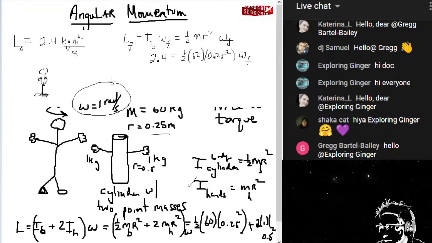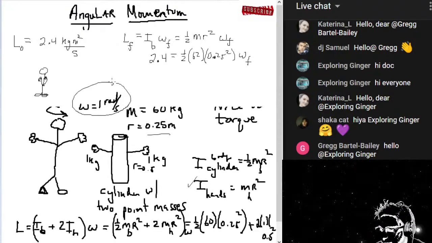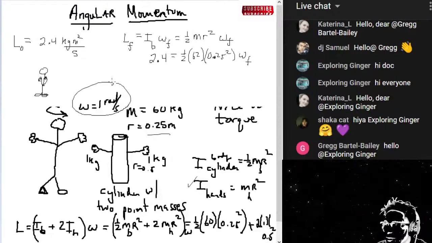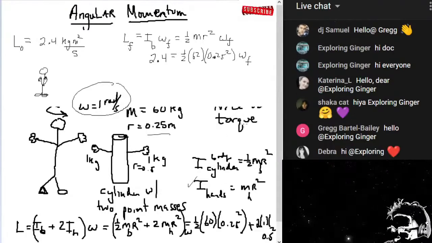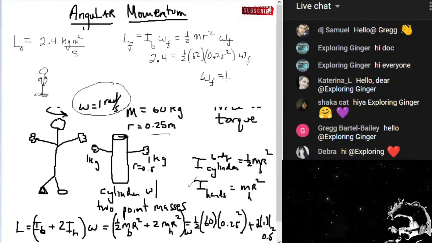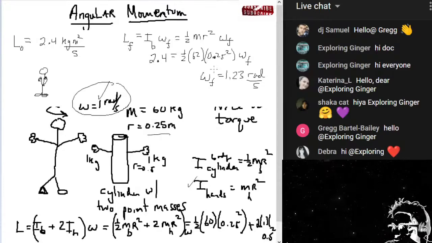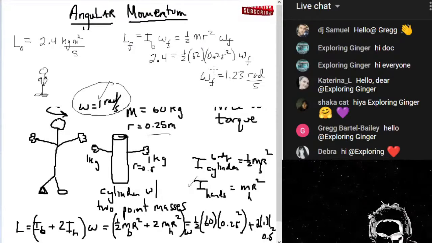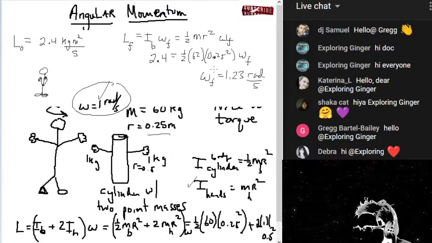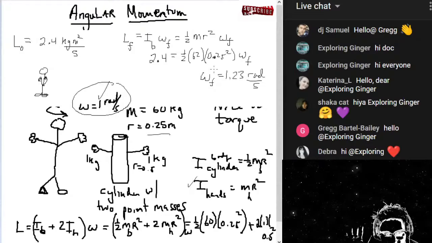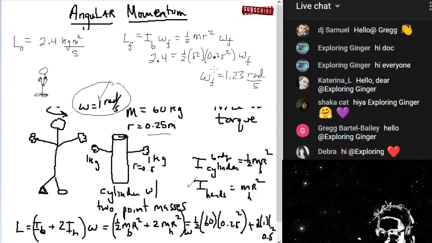So what we got here is 0.5 times 62 times 0.25 squared. We're going to 2.4 divided by that. That's 1.23. So omega f equals 1.23 radians per second. And you can see that it went up by about a quarter. Went up by 0.23. So that's why when ice skaters are doing their routines and they bring their arms in, they speed up in their rotation.